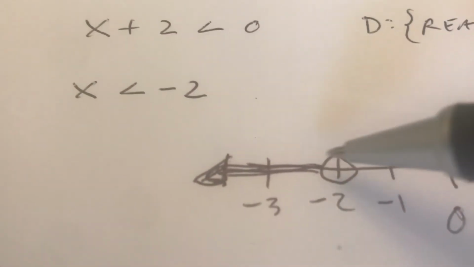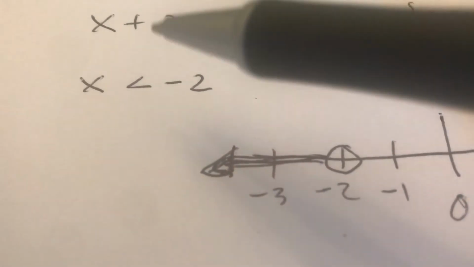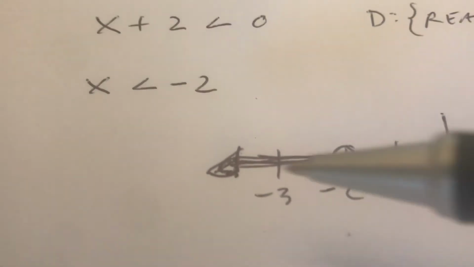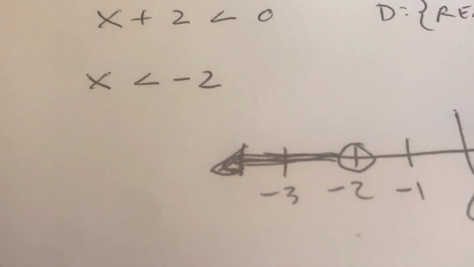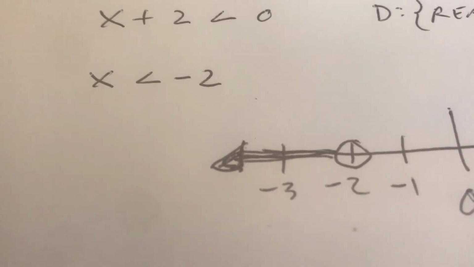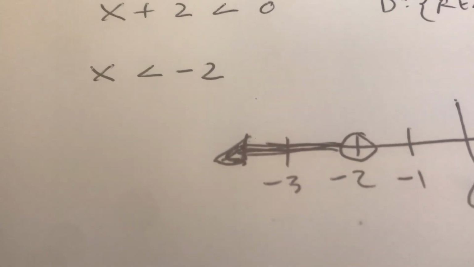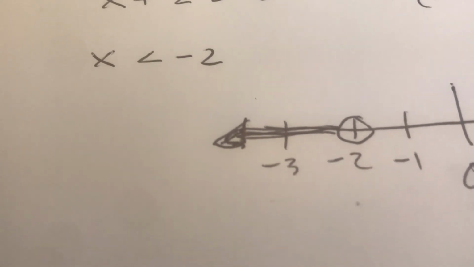So it's an open circle around -2 because there's no equal sign. And to the left means less. You can tell left begins with LE, less begins with LE.